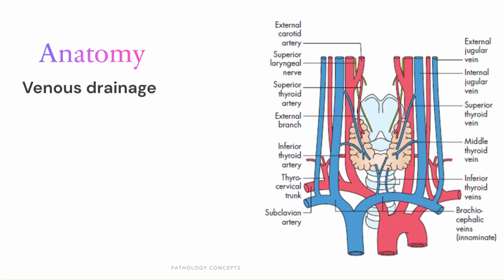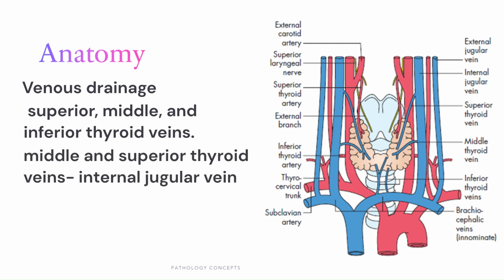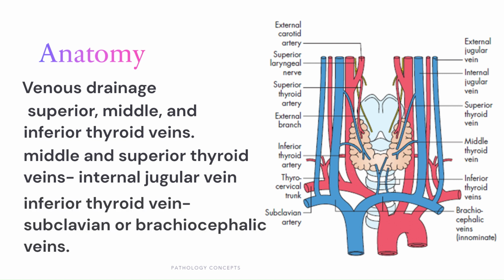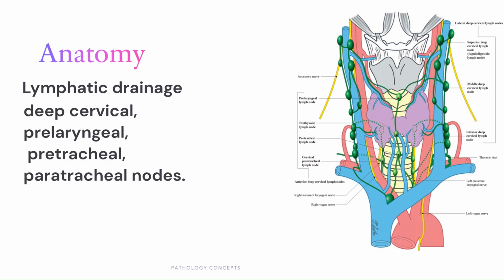The thyroid gland is drained via the superior, middle and inferior thyroid veins. The middle and superior thyroid veins drain into the internal jugular vein on either side of the neck. The inferior thyroid vein may enter either the subclavian or brachiocephalic veins. Lymphatic drainage of the thyroid gland involves the lower deep cervical, prelaryngeal, pretracheal and paratracheal nodes.